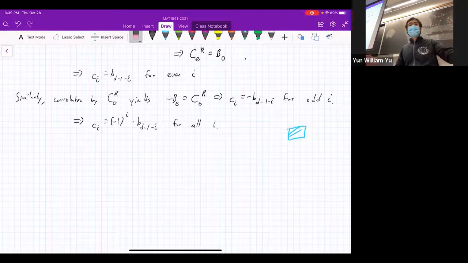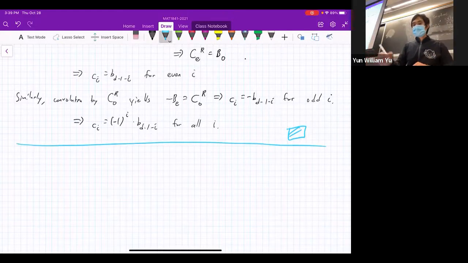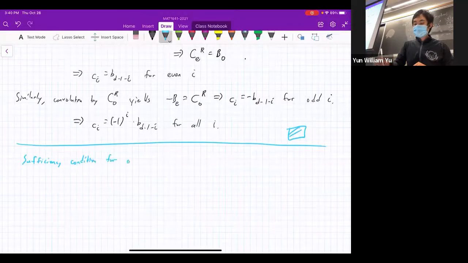Okay, so these have all been necessary conditions, right? So these are all conditions that are necessary if you want to have an orthonormal basis of wavelets and scale functions. And we're now going to show that these conditions are basically also sufficient. So, sufficiency conditions for orthogonal wavelets.